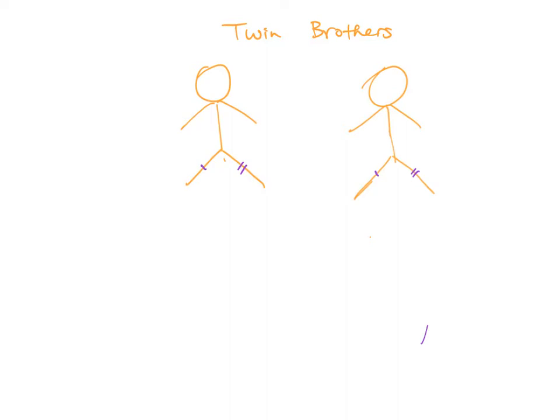Okay? So the Hinge theorem says that if one of the brothers, and they're playing on the playground, for example, if one of the brothers, let's pick on this one on the right-hand side.